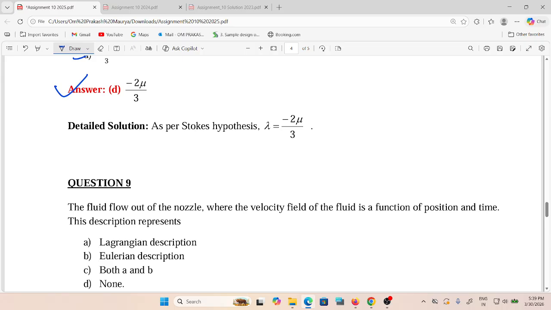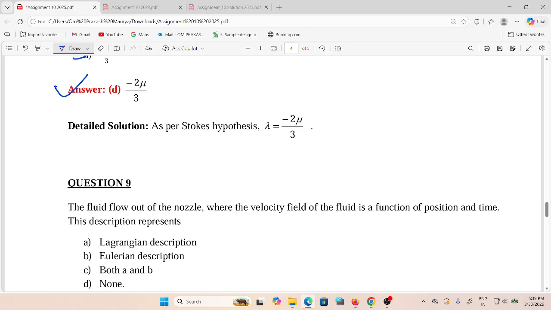So please, if you take interest in this subject, and if you know these things, why lambda is equal to minus 2 by 3 and what the Stokes hypothesis was, you will stand out from your other students.